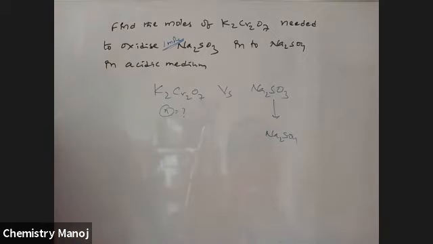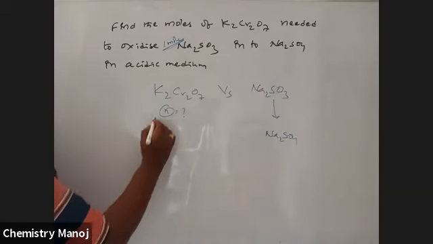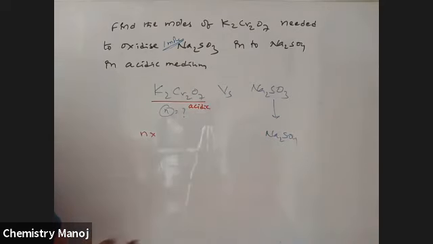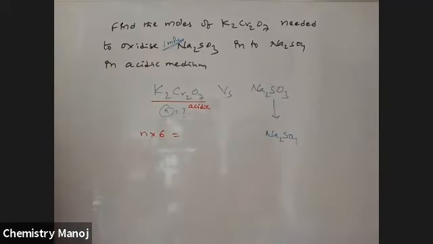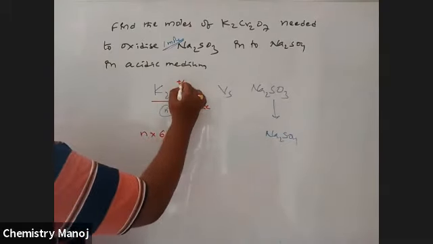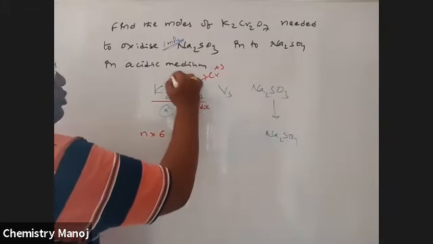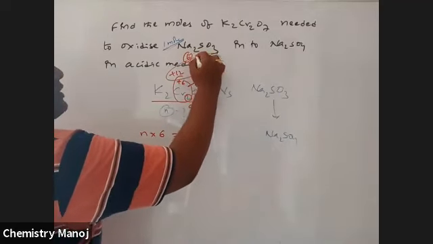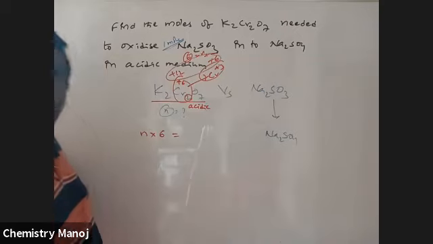See here. The n factor for K2Cr2O7 in acidic medium, I already completed. It is 6. Because here chromium is plus 6, changing to chromium plus 3, and with 2 chromiums that is total plus 12 to total plus 6, the difference value is 6. That is the n factor. I already completed this yesterday.